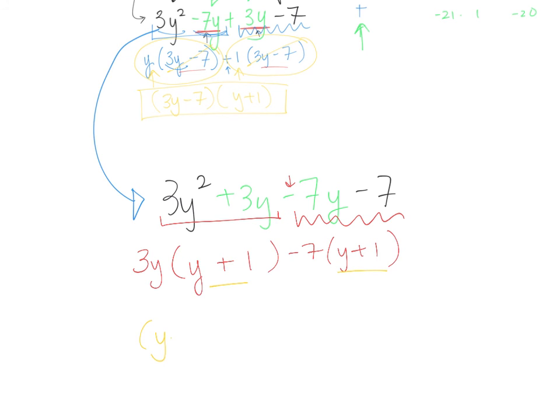So I'm going to factor that out. That's kind of gone, and I have 3y minus 7 left, which is the same exact answer that I got up here. The order of the parentheses doesn't matter. You could write it as y plus 1 times 3y minus 7, or the other way around. Both of them mean the same exact thing, because multiplication is actually commutative.